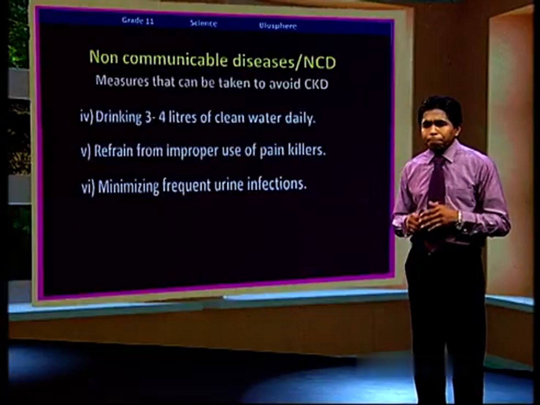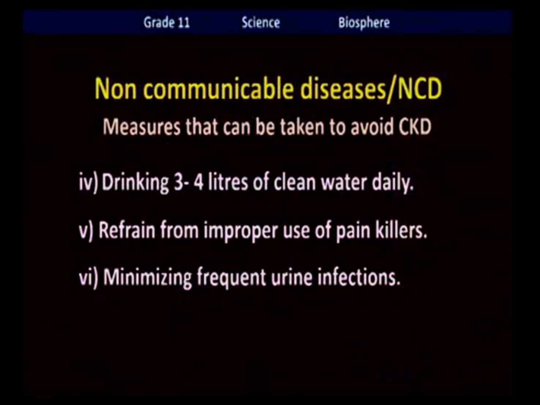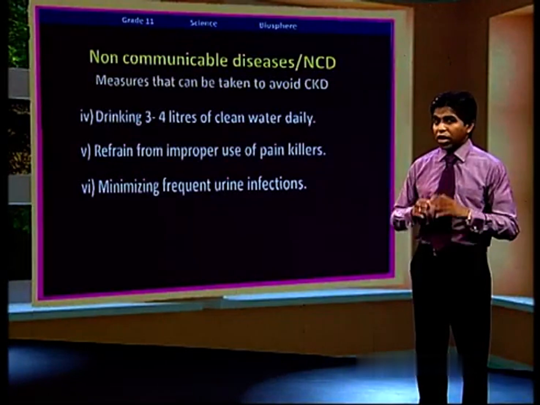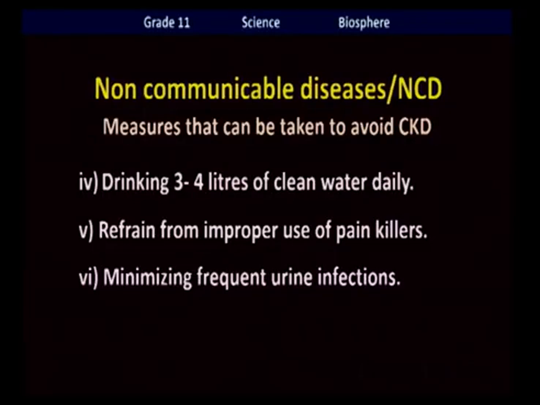Next one, the 4th preventive measure, drinking 3 to 4 liters of clean water daily. It depends on the weight of the person, the age and the activity, so this can slightly change. It should be clean, pure water, not all at once. Depending on your physical activity, your age, and your weight, you have to drink a sufficient amount of pure water daily. Number 5, refrain from improper use of painkillers. That is also one reason for CKD.